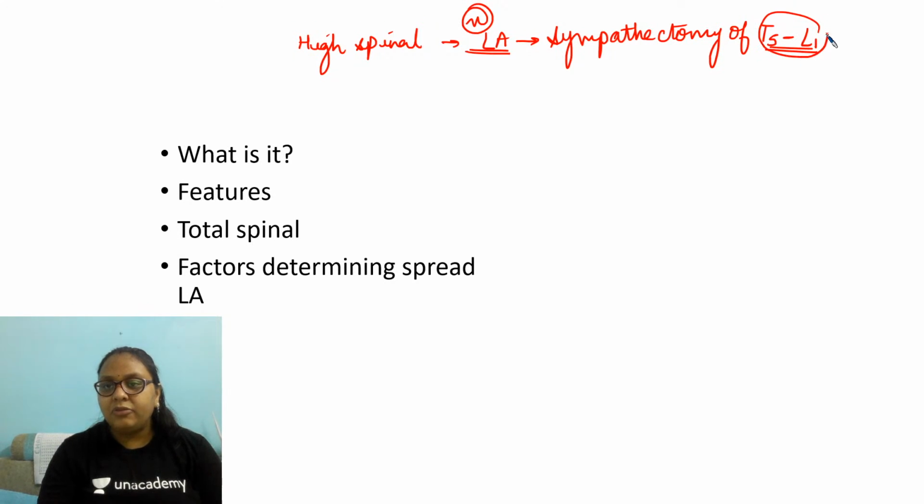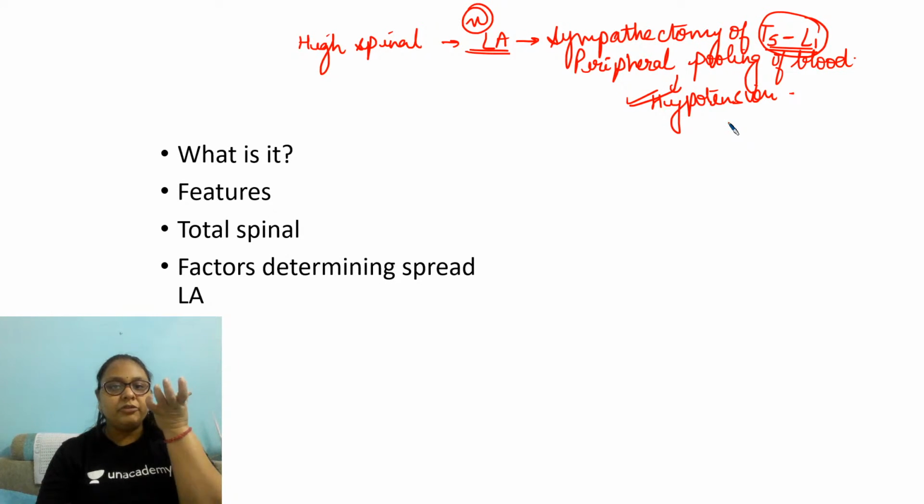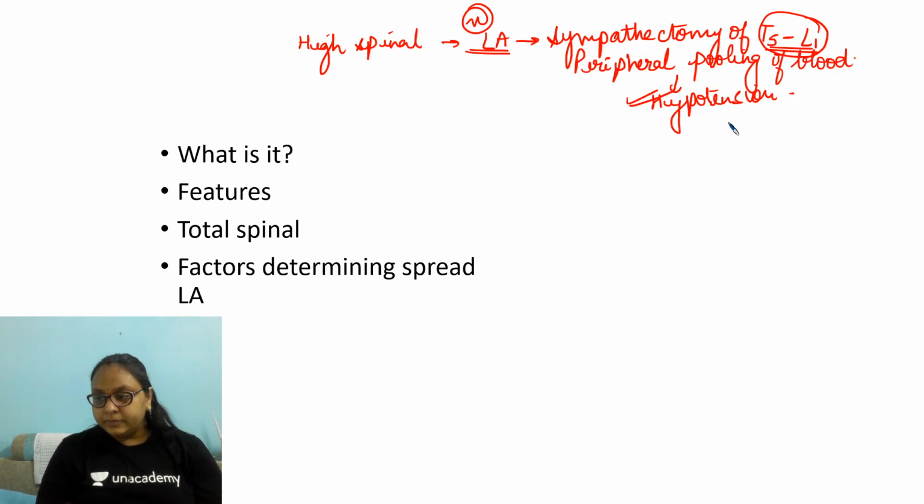There is vasodilation because of this, and peripheral pooling of blood, and that is responsible for hypotension. So this hypotension in spinal anesthesia is because of the loss of tone of the vasomotor fibers, which causes the pooling of blood, and therefore it causes hypotension.